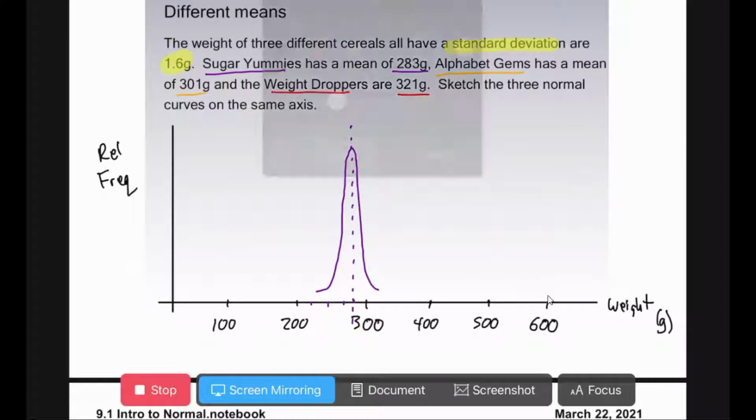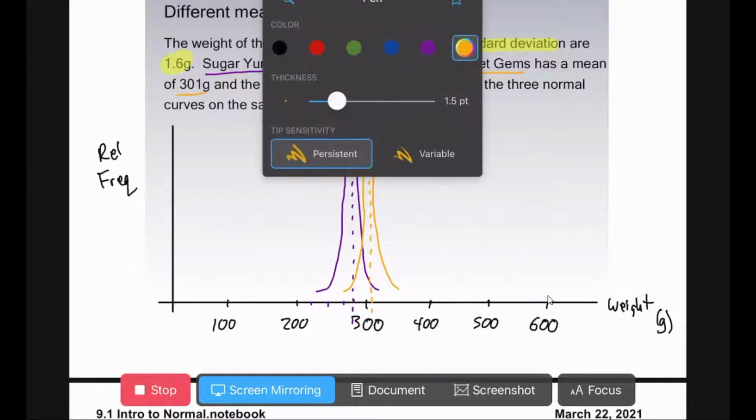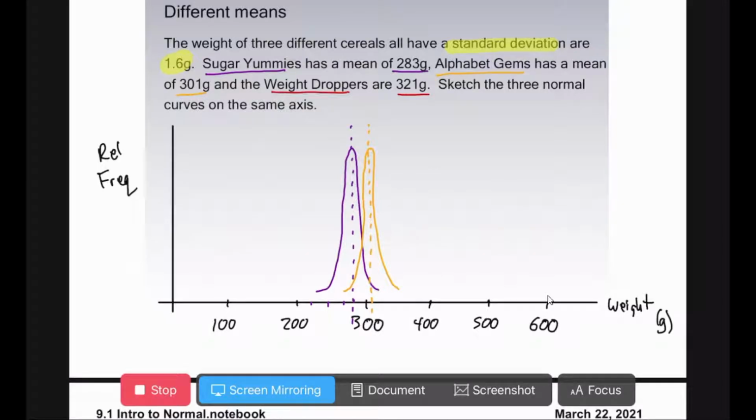Next up, let's have our Alphabet Gems. It has a mean of 301, so let's make our mean right around 301. And the shape should be the same. I could copy and paste the shape, but then the colors won't match, so I'm going to redraw it to the best of my ability. Same height, because it's going to have the same width and the same area underneath. So not perfect, but okay. And finally, Weight Droppers has a mean of 321. So 350, 325, that's a good enough approximation.